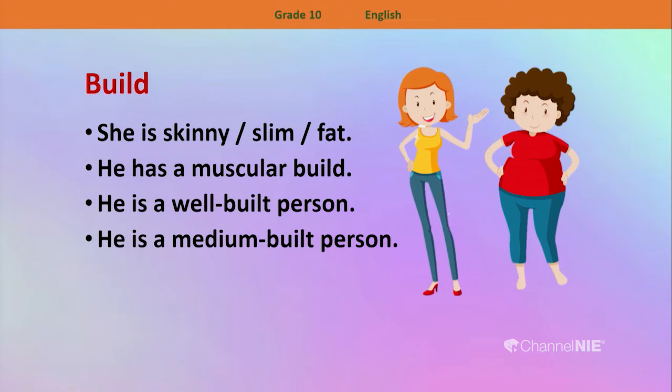The build, that is your physical structure. I told you skinny is a very thin person. Slim is not thin, but slim, that is a good shape. And fat. And then you can use them in sentences. He is a skinny person. He has a muscular build. He is a well-built person. A person with good build, you can say well-built person. See the hyphen in between well-built there, children? He is a medium-built person. So like that you can describe the physical structure of a person using these words.